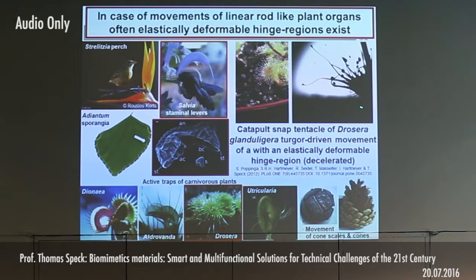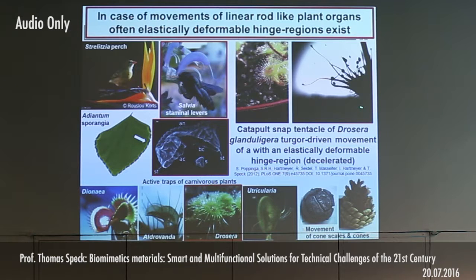Where you can see it even more nicely is within this Drosera, the sundews. There is a few species of sundews which not only stick and catch the animals by sticking, but also have movements. And what you see here is a turgor-driven catapult snap mechanism of the movement of Drosera glanduligera, which again takes place within a fraction of a second, and it really catapults the prey into the center and digests it.